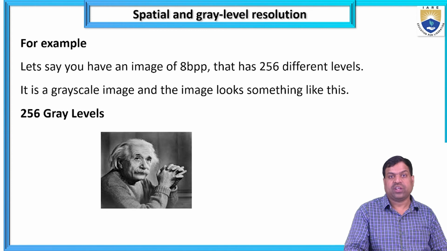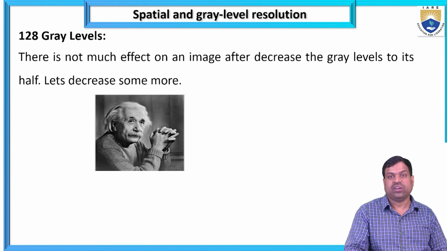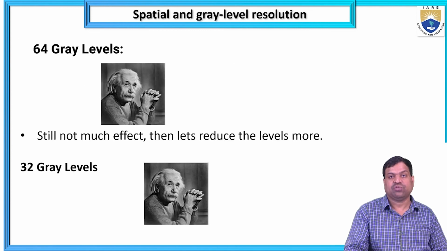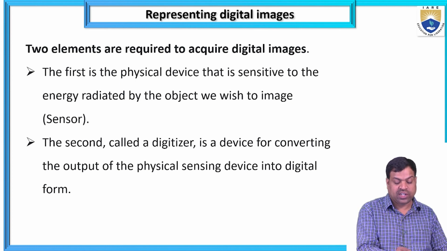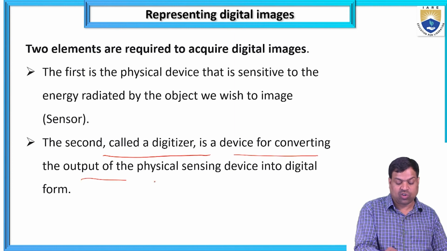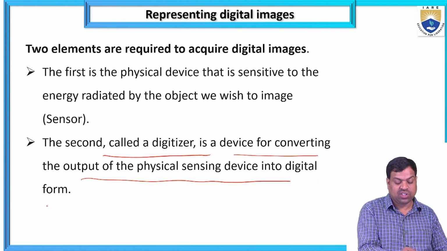Okay, if I take one example, it is a 256 gray level, then a 128 gray level, 64, 32. There is no change in the gray levels. So there are two elements. The first is a physical device sensitive to the energy radiated by the object we wish to image, and the second is a digitizer, a device for converting the output of the physical sensing device into digital form.